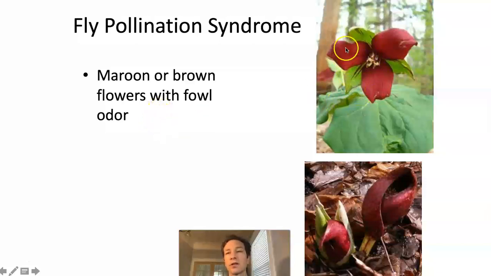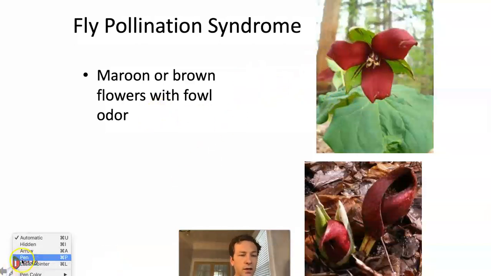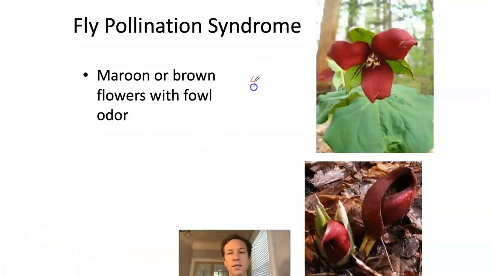Or this is a species of Trillium, and I believe that this goes by the common name, among others, Stinking Benjamin. And I'd appreciate if that does not become my nickname. But it's so called because it has a smell, again, of carrion or dead animal. I think I misspelled fowl here. I think fowl in this sense should have a U.